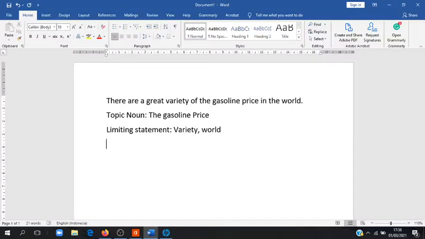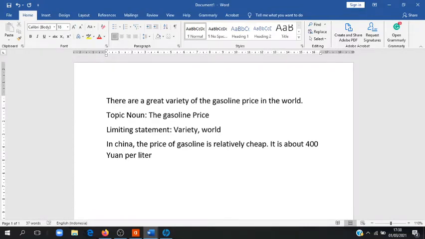Oke. Saya berikan contoh satu kalimat. The world itu consisted of many countries, right? So you can give the example of in China, the price of gasoline is relatively cheap. Oke, titik. It is about, for example, 400 yuan per liter. Per liter. Now, this is wrong.